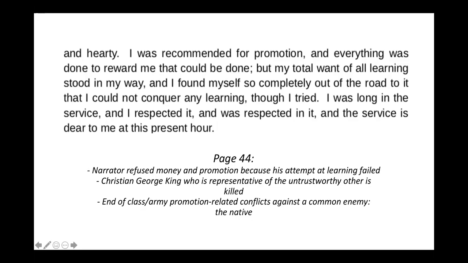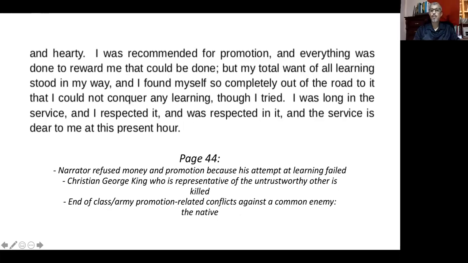"I was recommended for promotion, and everything was done to reward me that could be done. But my total want of learning stood in my way, and I found myself so completely out of the road to it, and I could not conquer any learning, though I tried. I was long in the service, and I respected it, and was respected in it. And the service is dear to me at this present hour." Which means it's enough for me. I don't need promotion. I don't need money to improve my social status. I'm fine.